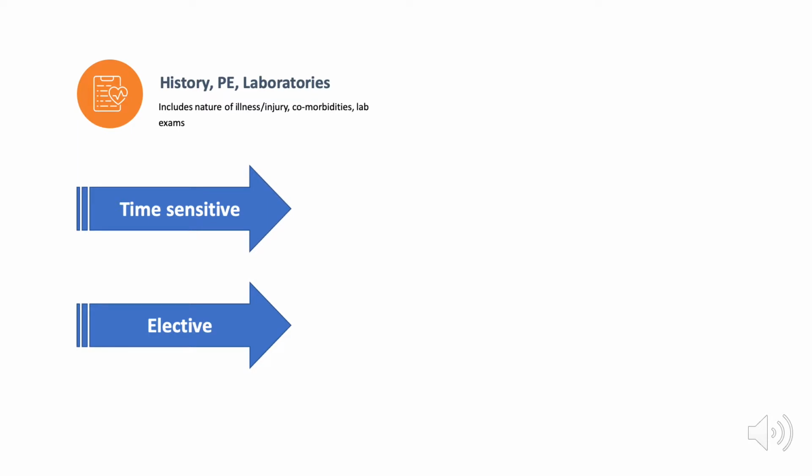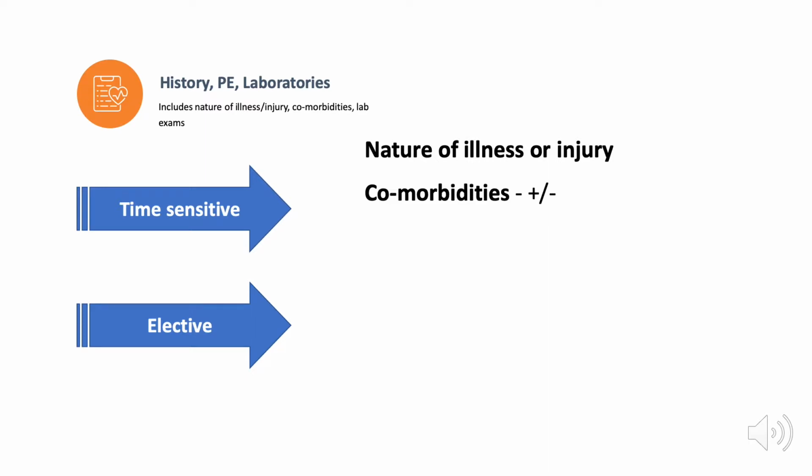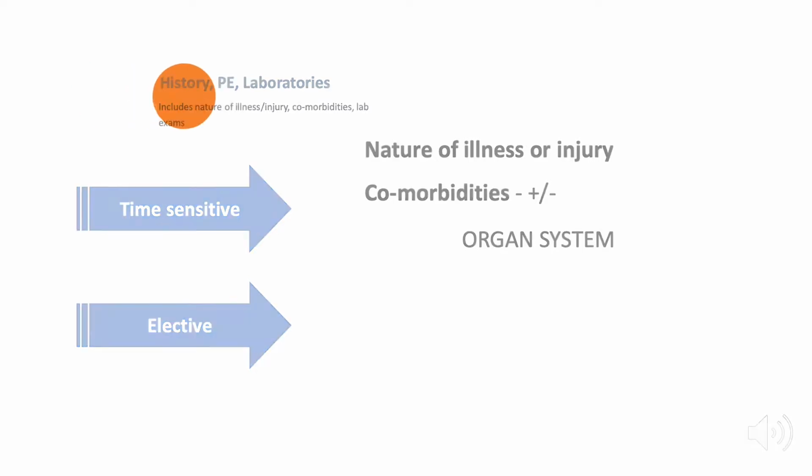For time-sensitive and elective surgeries, basically we look at the nature of illness or injury. So for example, an acute appendicitis, we have a look at the patient's overall status, hydration, hemodynamic stability, and all that. And we go through the past medical history and look for comorbidities, the presence or absence of comorbidities. So my suggestion for you guys is to go by organ system.